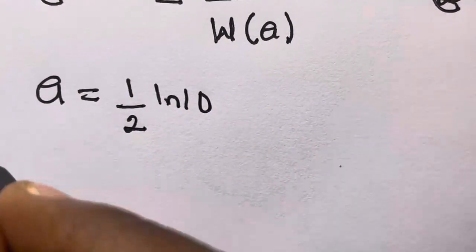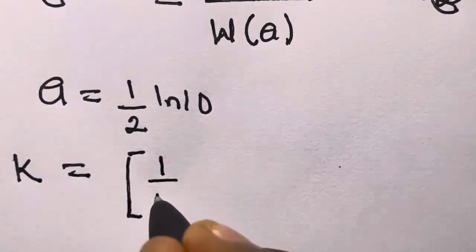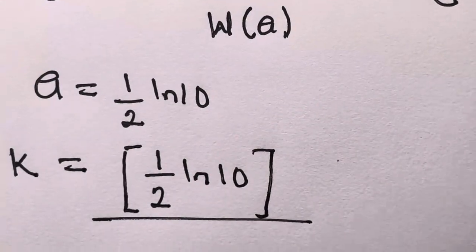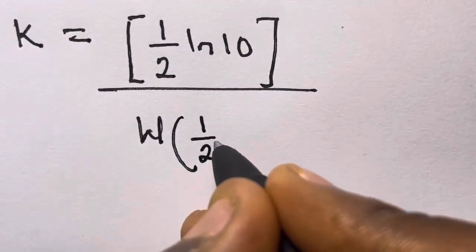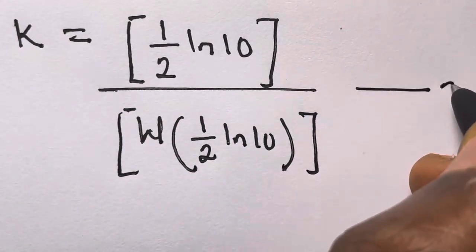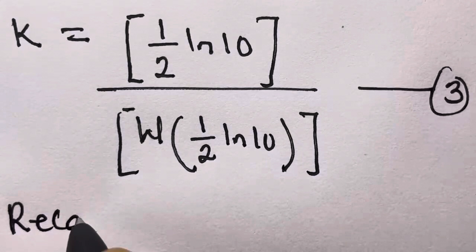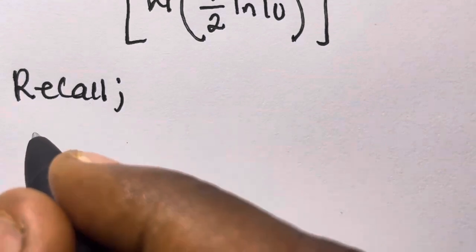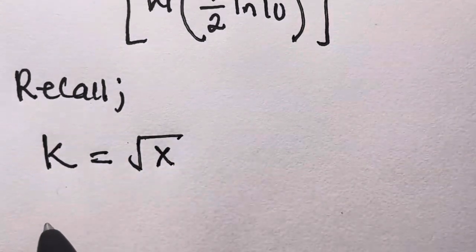Therefore we have k equals 1 divided by 2 ln 10, divided by the Lambert function of 1 divided by 2 ln 10. You can number this equation 3. But let's recall that it's not k we are going to find, we are finding x. We recall that k equals square root of x.